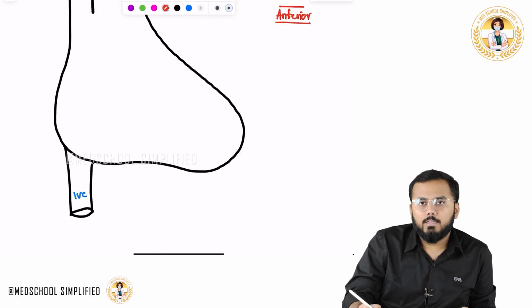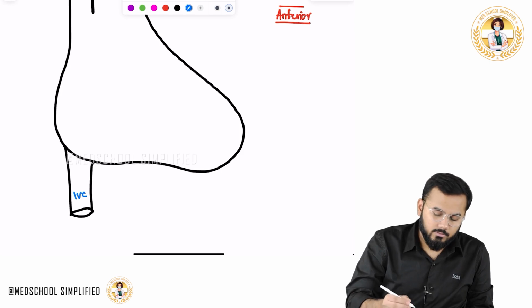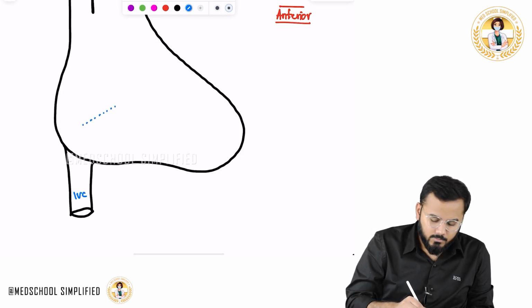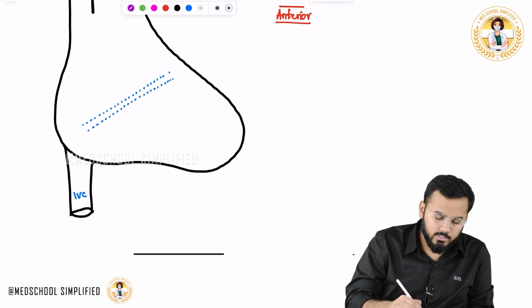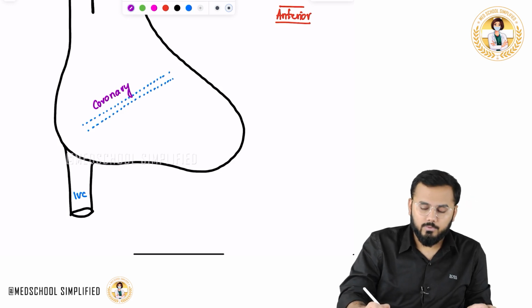On the back of the heart, that is posteriorly, you have a sinus which is transversely located, called the coronary sinus. So there is a sinus like this located on the back of the heart. What is the name of this sinus? This is called the coronary sinus.